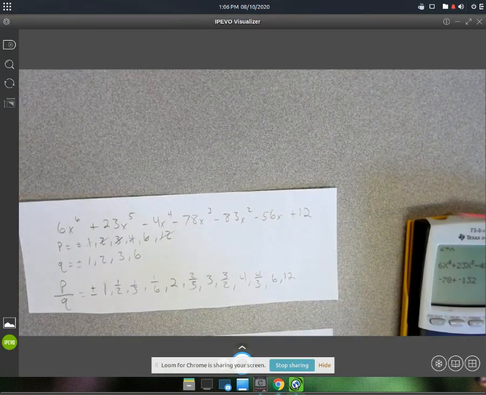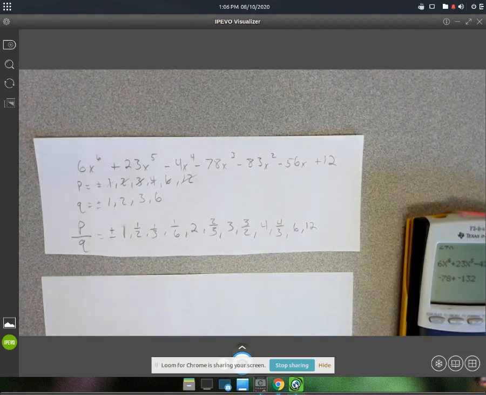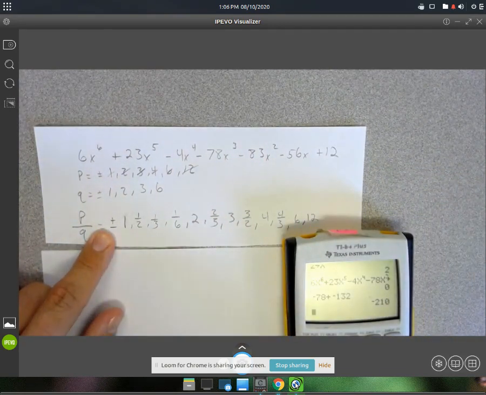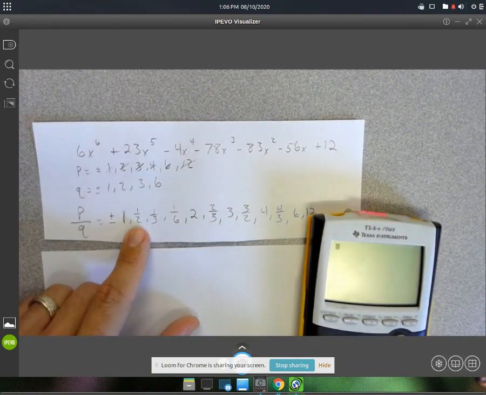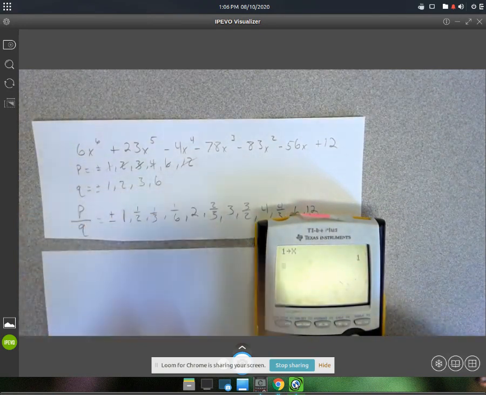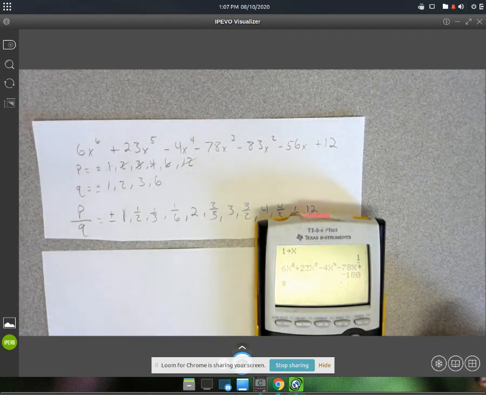All right, so last time we created our P over Q list, and we're going to be using that to try to factor this polynomial. So let's try plugging in 1 for x up here. I've got 1 store for x. Then I'm going to type in this entire expression. Thankfully, I've already done that up here earlier. So I've got the whole expression in there, and I'm plugging in 1 for x. It gives me negative 180, so it does not work.